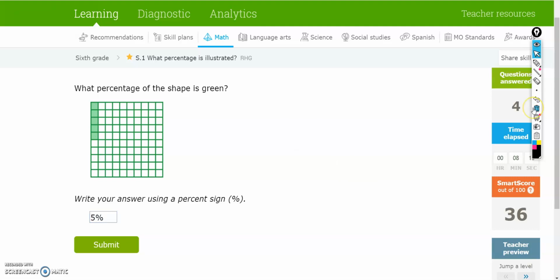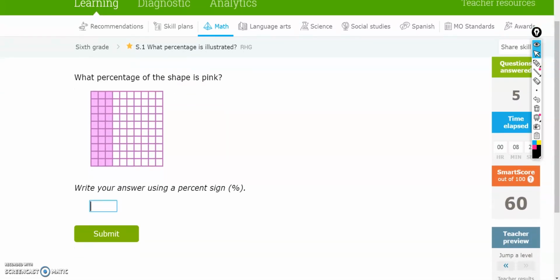Okay, now we're going to go ahead and skip ahead. Very similar. That one is 3 blocks, so it's 3%. And it doesn't seem like it's changed much. We have 1, 2, 3 tens, so 30%.